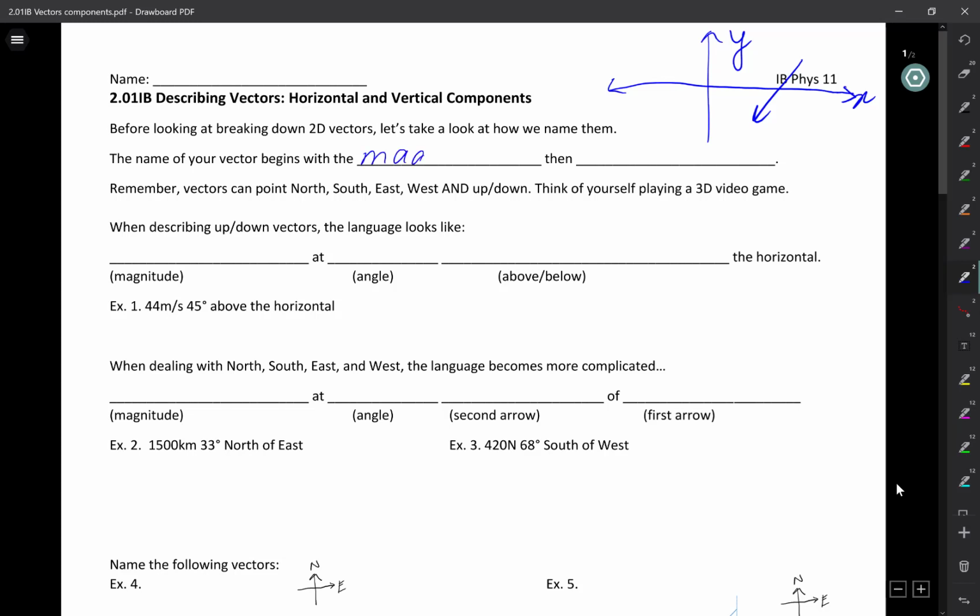To name a vector, the name begins with the magnitude and then the direction. The 2D plane, or the x and y coordinate, can be in either the north, south, east, west direction. So imagine you're walking on the football field, and you can either go left, right, center of the field. So you can either go north, you can go, say, east, you can go west, and you can go south. So that's one 2D plane.